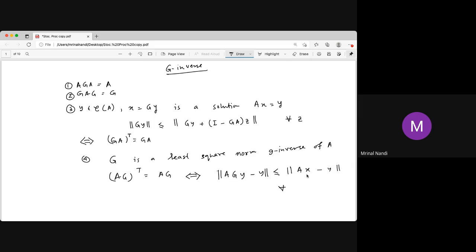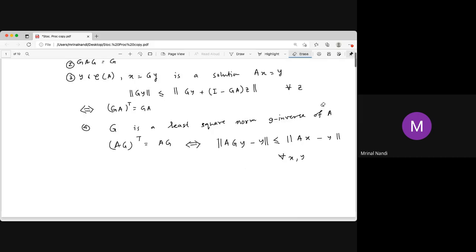So if you take any other solution x, for any y, if you take any other x other than Gy, this norm cannot be less than that. So for that particular Gy, it has the minimum least square norm. So this AGy is the closest to y.